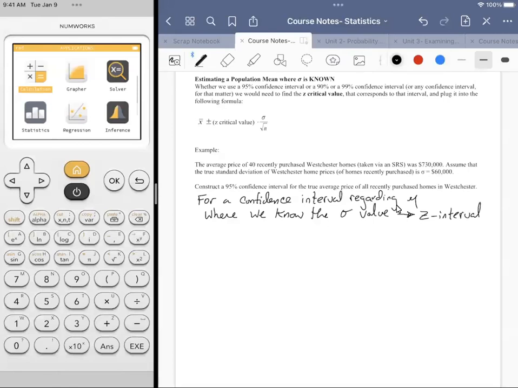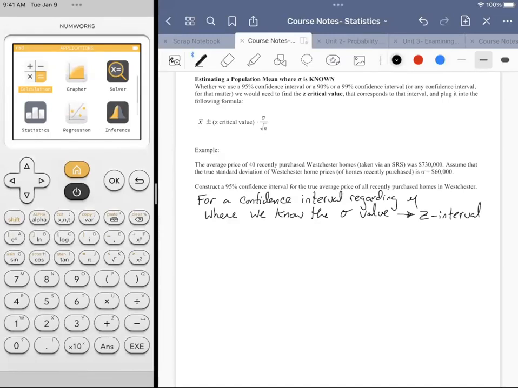Although that's what the TI calculator calls it. We'll see what NumWorks calls it in a second. So for a confidence interval regarding the population mean, where we know the sigma value, we use a Z interval.